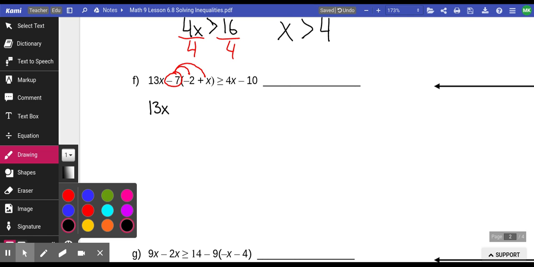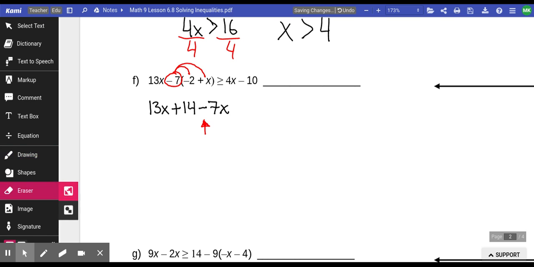-7 times -2 becomes +14. And then -7 times a plus x, positive times a negative becomes a negative, and then 7x. Make sure if you're already ahead of me that that is a -7x. People forget to bring the negative in with the 7, and then they make a mistake.